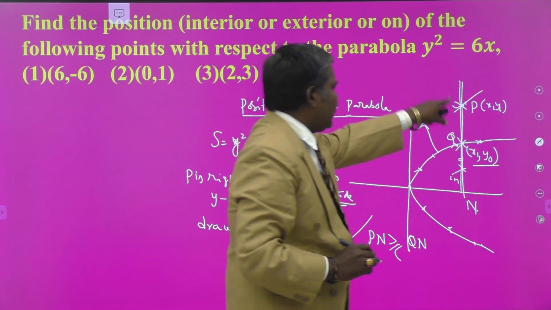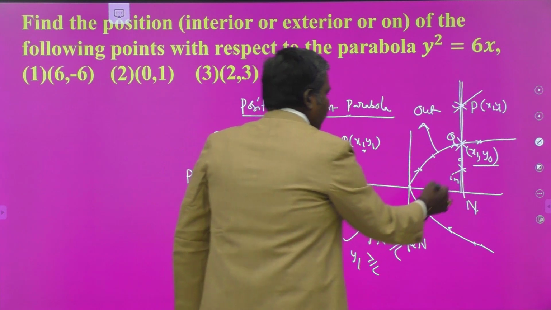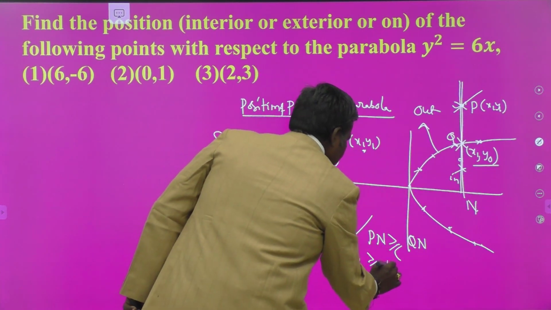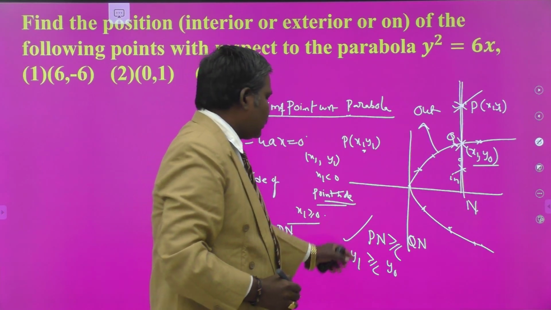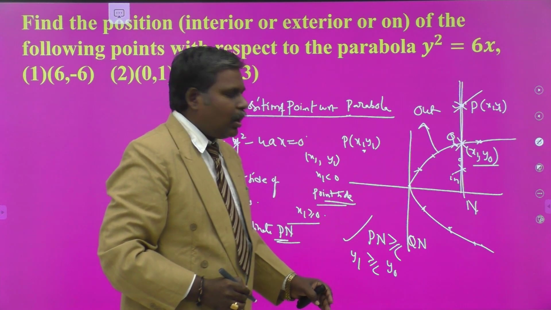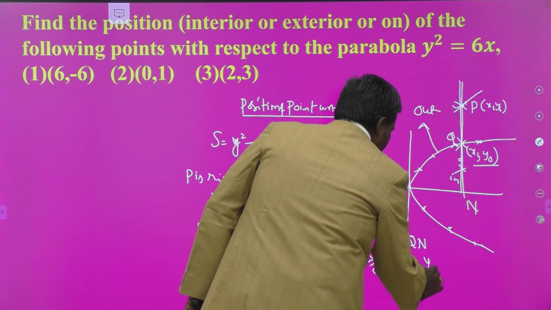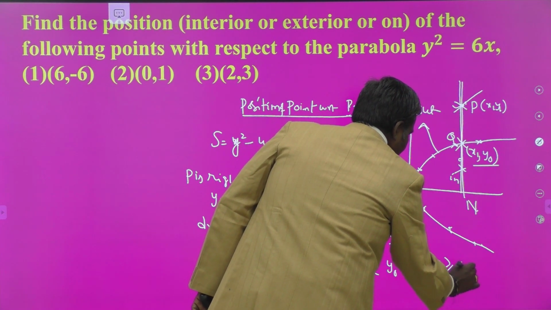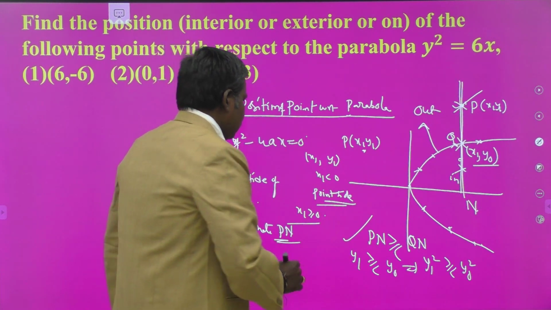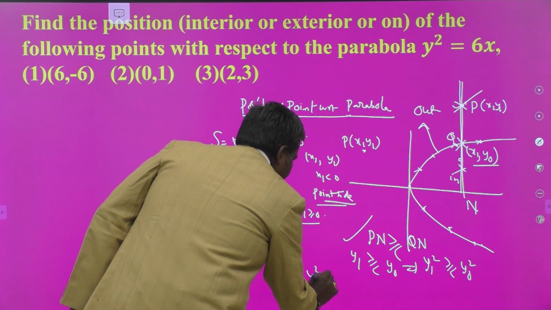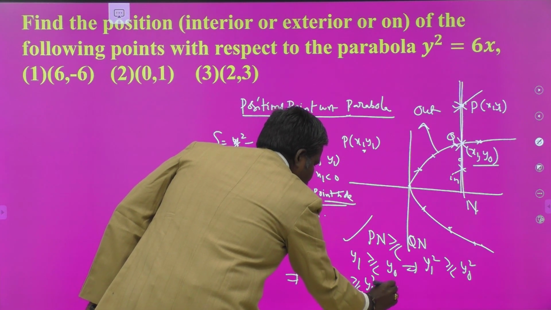What is your PN ordinate? y1. So y1 is greater than, equal to, or less than what? QN, the ordinate of the point, y0. So y1 compared with y0 is the condition. Greater than for outside, equal to for on, and less than for inside. These two are positive, so we can square it. y1 square is greater than, equal to, or less than y0 square. And you can subtract 4ax1 on both sides. What do we get? y1 square minus 4ax1 is greater than, equal to, or less than y0 square minus 4ax1.